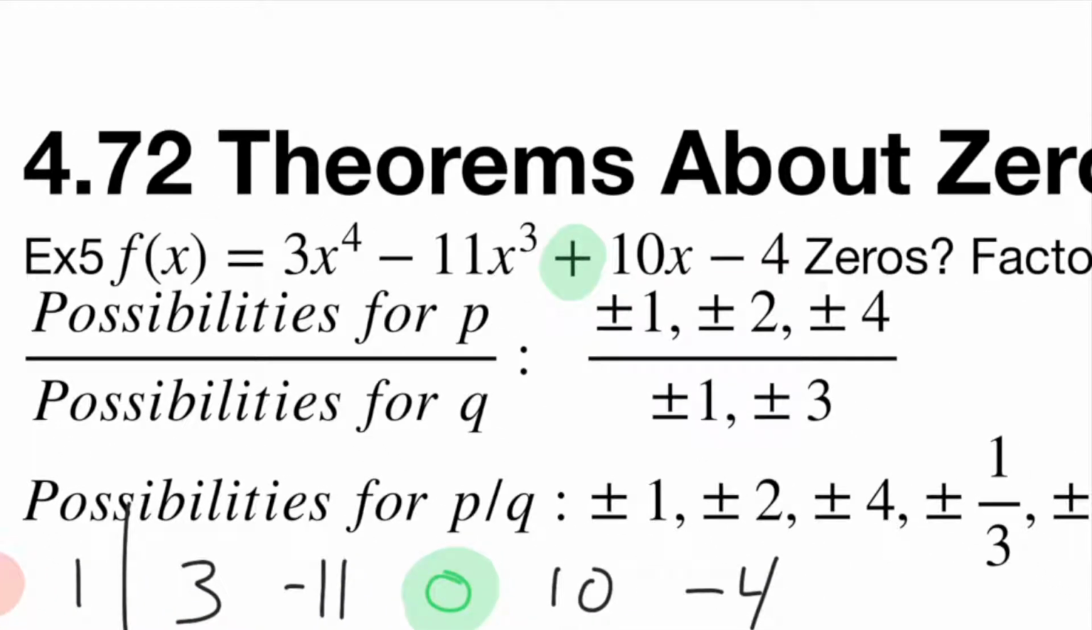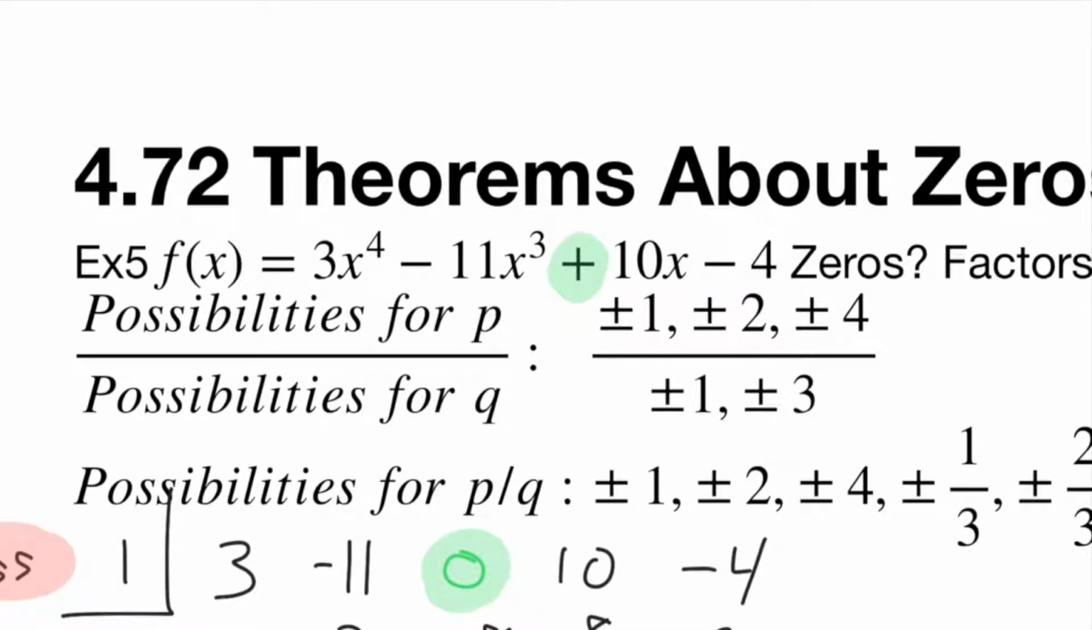So you take the possibilities for p, which are all the factors of 4. All the factors of 4 are 4 and 1 and 2, and then you make them positive or negative. Those are all the possibilities for the numerator of this fraction. And then you take all the possibilities for q, which would be all of the factors of 3. So that's just 3 and 1 because it's prime.